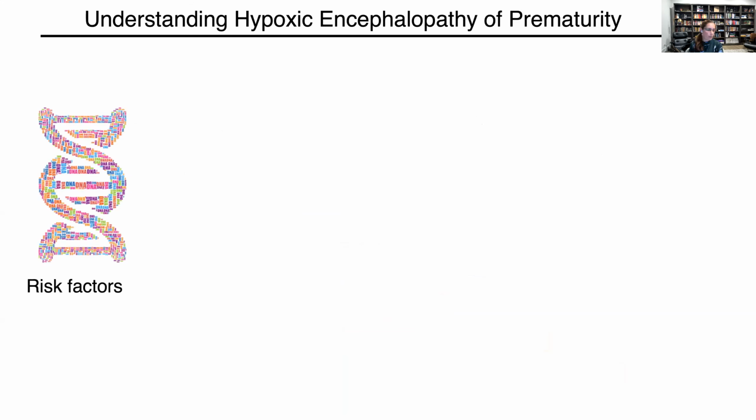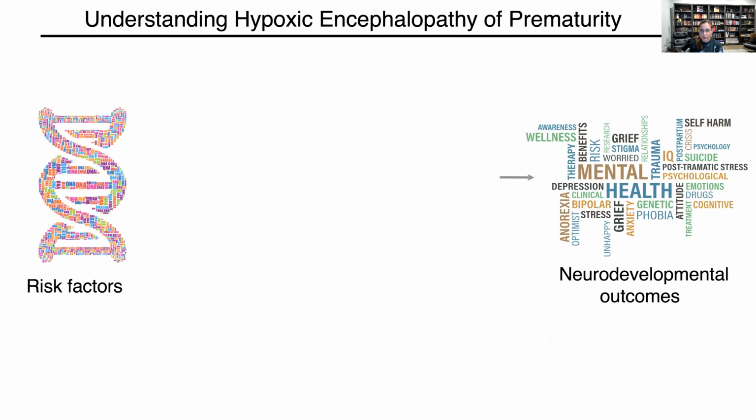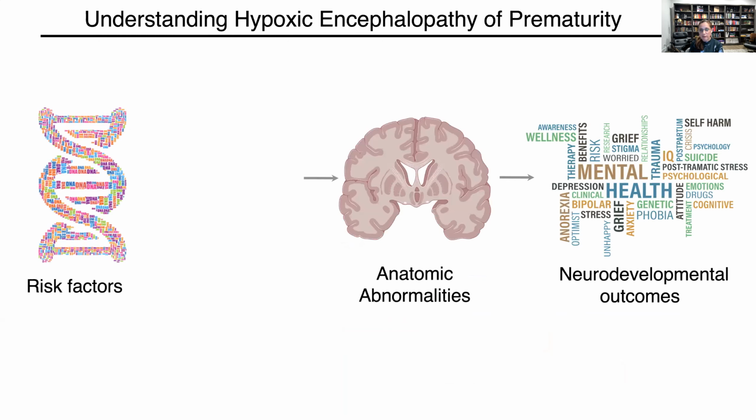And in the past 10 to 20 years, we've learned a lot about the risk factors associated with neurodevelopmental injury. We know more and more about the neurodevelopmental outcomes because of the beautiful clinical studies that we have. With advances in imaging, we know what the anatomic abnormalities are, both at the fetal stage, but also postnatally. However, we still have a limited understanding of what is happening at the cellular level.